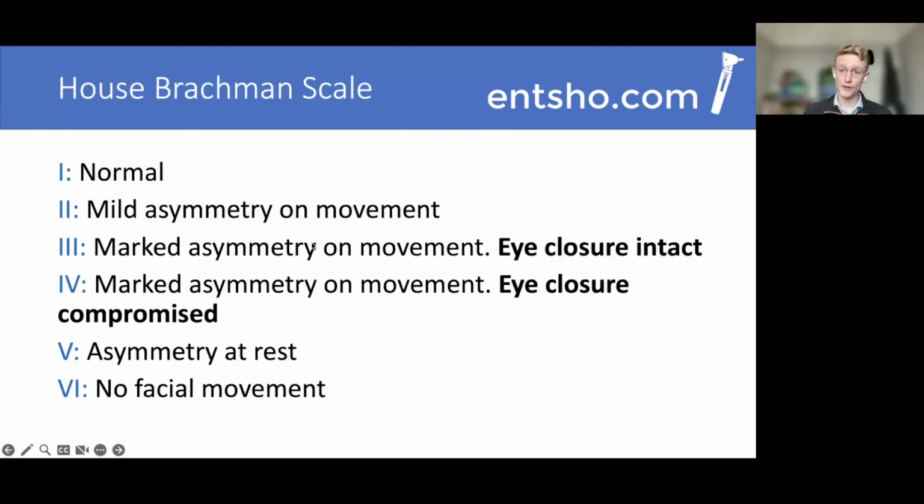You can grade facial nerve palsy according to the House-Brackmann scale, and the important tipping point is really 3 to 4. At stage 3, eye closure is intact, whereas from stage 4, eye closure is compromised. That's really important, because if eye closure is compromised, then good eye care is essential to ensure that patients don't develop corneal damage. So you need to prescribe lubricants and tape their eyes closed at night. And if facial nerve function doesn't recover, they should be referred to ophthalmology for potentially fitting weights into the eyelids to help them facilitate eye closure.